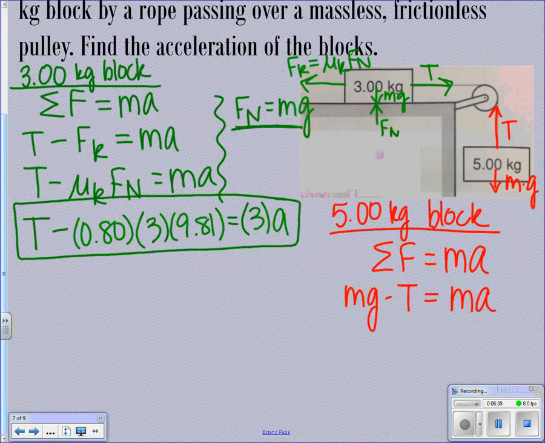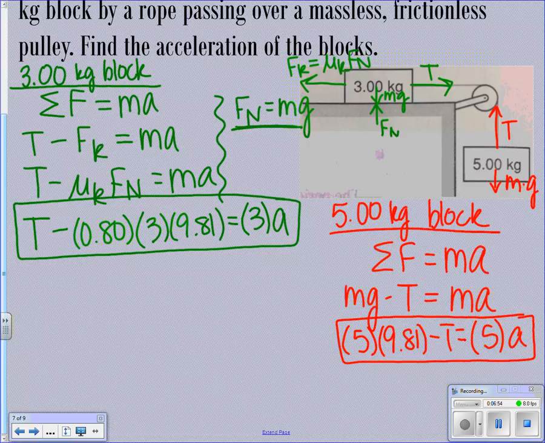So now we're going to fill in the information. Our mass is 5, the gravity is 9.81. We don't know our T, and our m is 5, and we don't know our acceleration. So now we've got these 2 equations, and we can solve them for our tension and our acceleration.